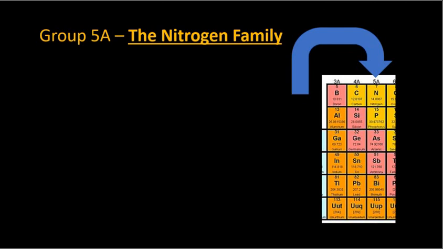Okay, just a reminder that the families are generally named after the first element at the top of the column, unless they have specialized names like alkali metals or alkali earth metals. And as of course you know by now, because it is 5A, that means that all of them have 5 valence electrons.